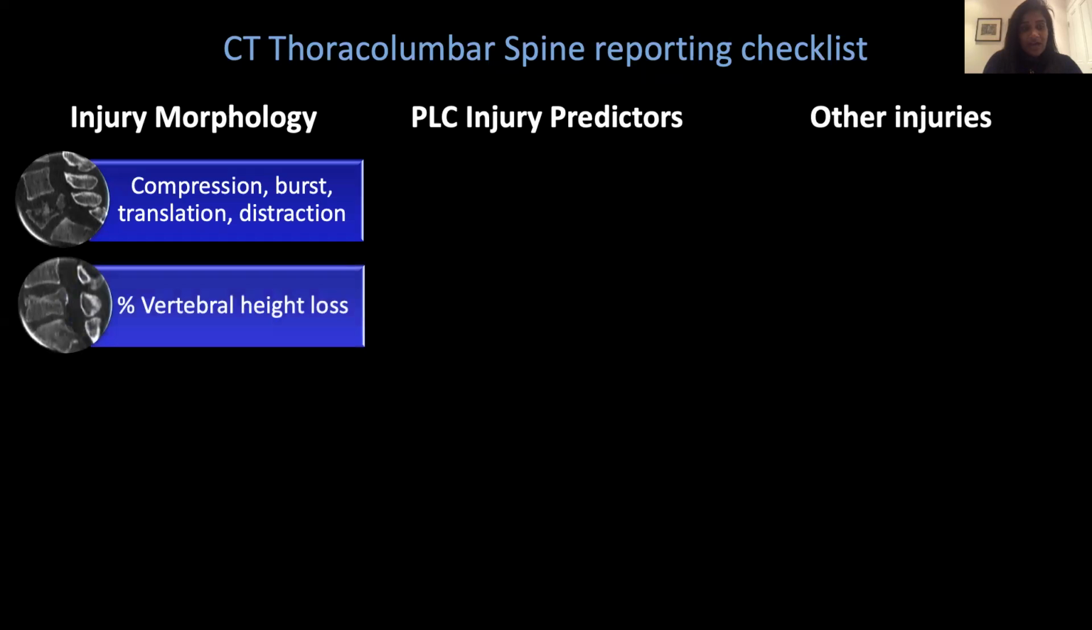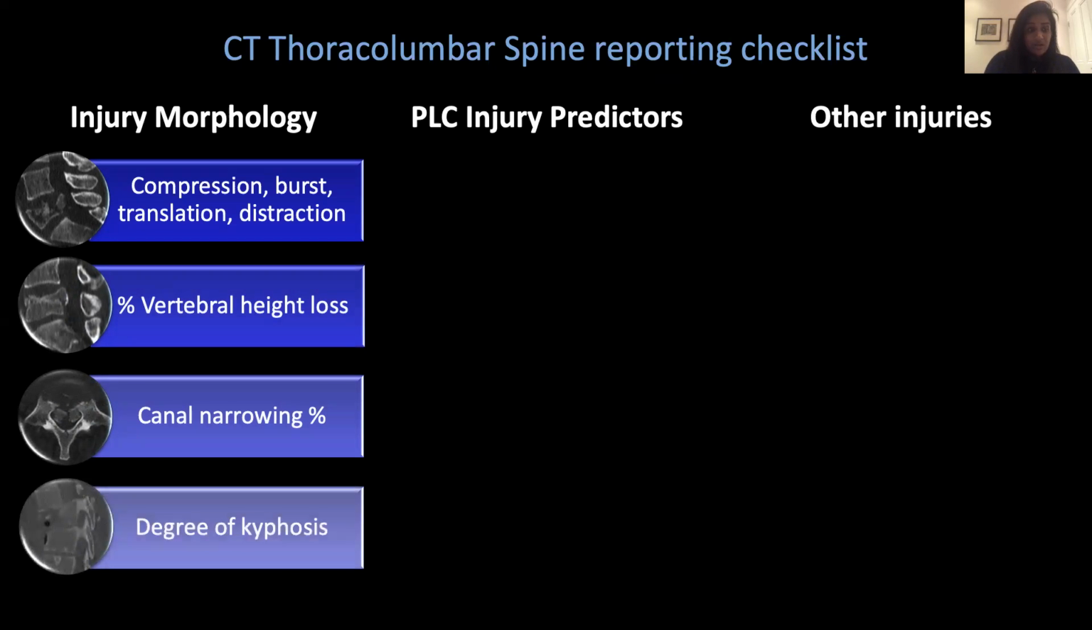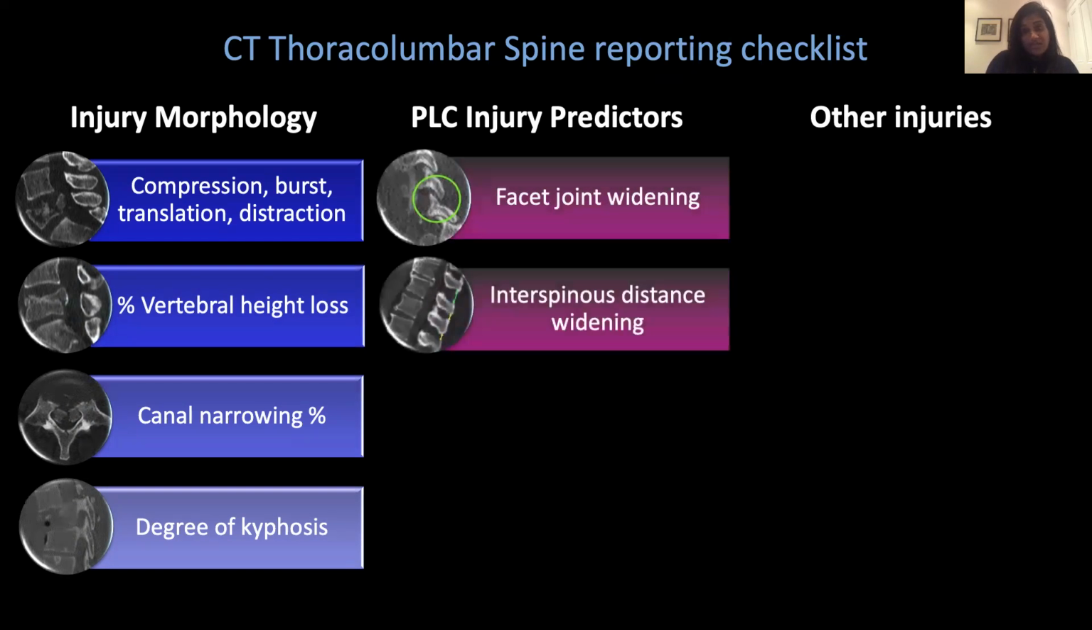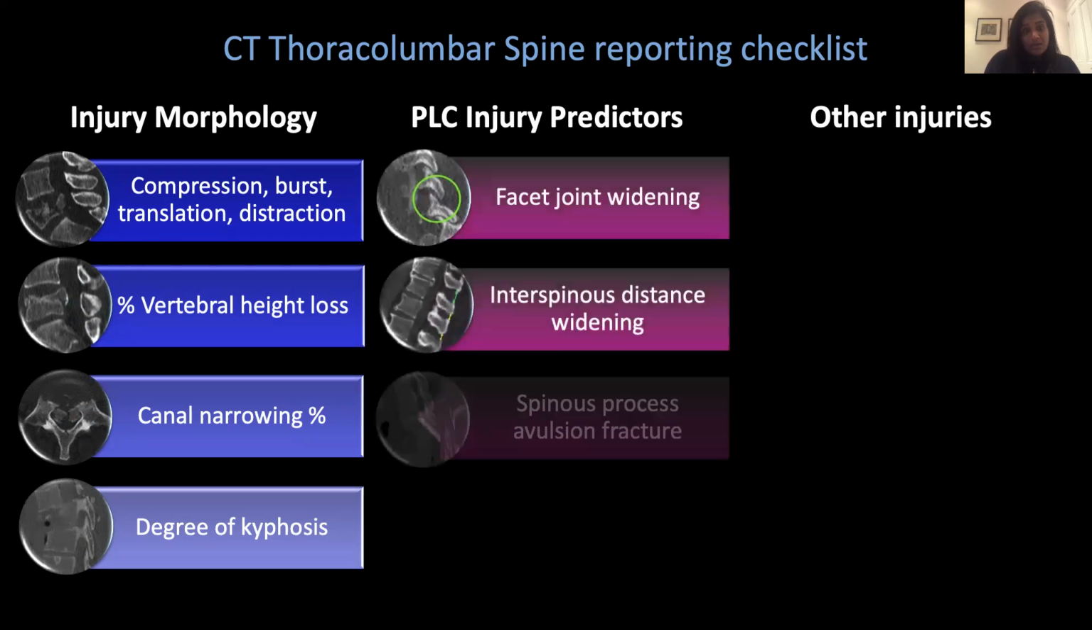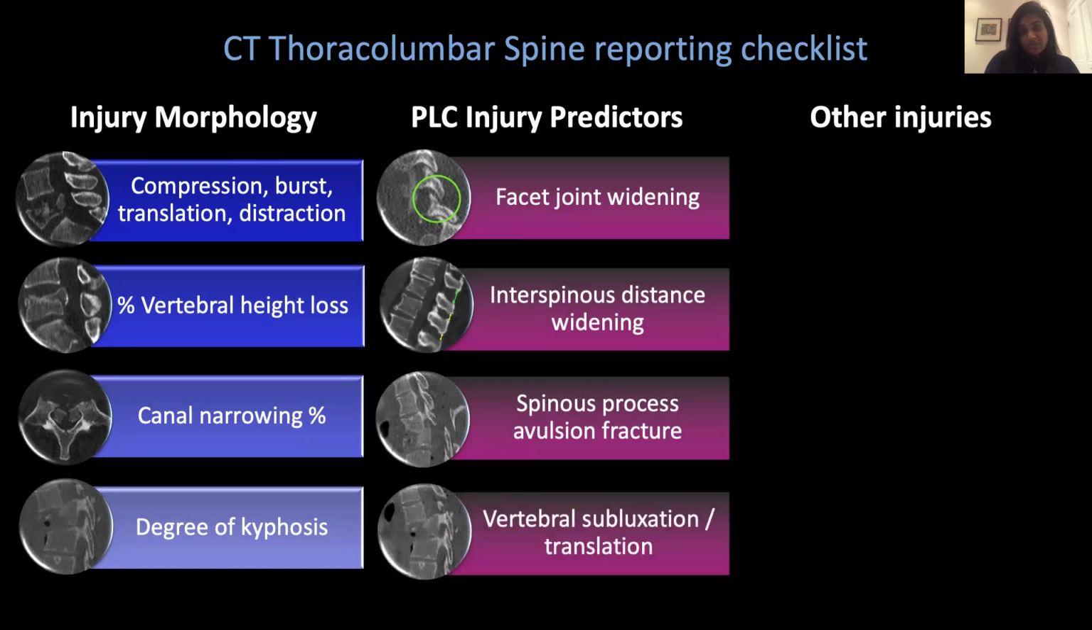You should look at the percentage of vertebral height loss. That's important in deciding stability and eventual kyphosis. What is the degree of canal narrowing? And what is the degree of actual kyphosis at this level? And then we look at PLC injury predictors that we discussed. So the facet joint widening, the interspinous distance widening, the spinous process avulsion fracture, and the vertebral subluxation or translation.